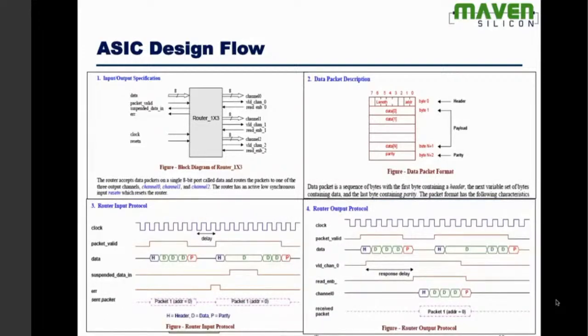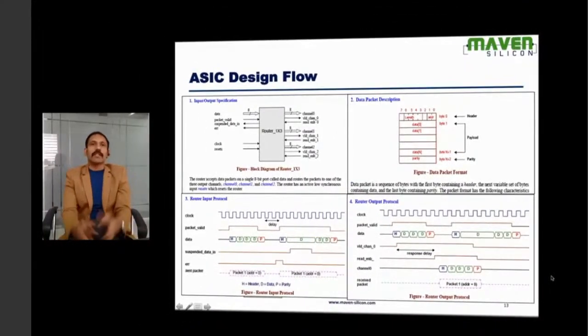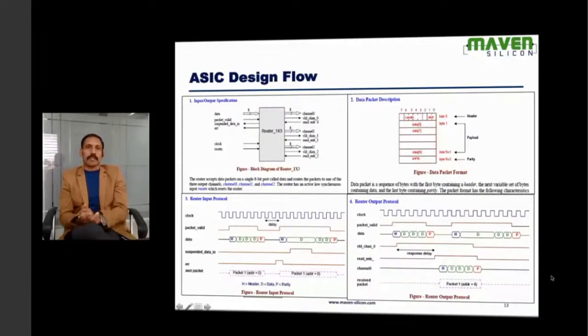Let's look at the details. What is the interface? Interface is nothing but inputs and outputs. So to design any chip, you need to understand how many inputs, how many outputs, what kind of clock, what kind of reset, synchronous or asynchronous. And the packet structure. What is the size of the packet? What is payload? What is address? What is parity? What kind of parity? And how we can drive the packet to the chip.